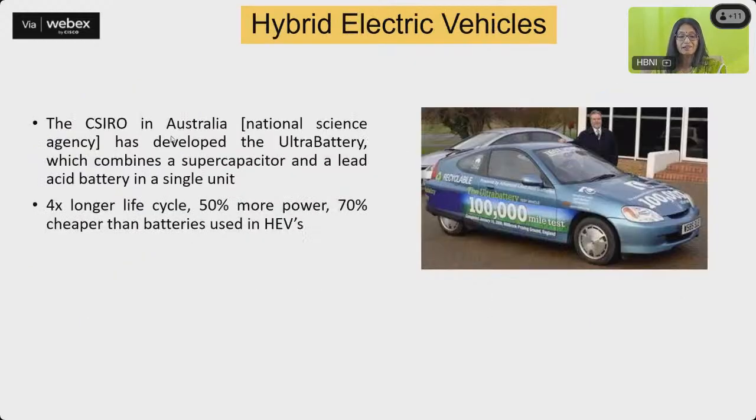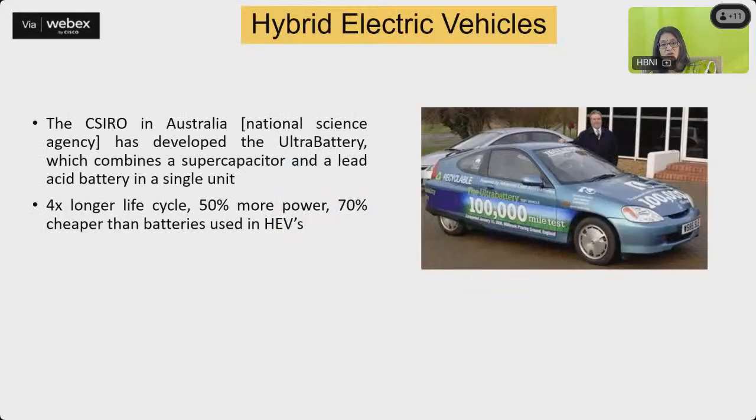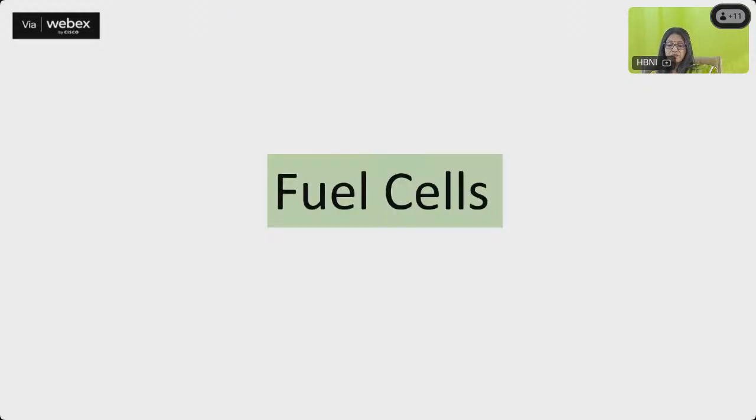Currently, CSIRO in Australia, the National Science Agency of Australia, has developed the UltraBattery, which combines a supercapacitor and a lead acid battery in a single unit. It has 4 times longer life cycle, 50% more power, and is 70% cheaper than batteries normally used in hybrid electric vehicles. So this is a very important advancement in supercapacitors, and it has a lot of applications in various kinds of energy storage technologies.